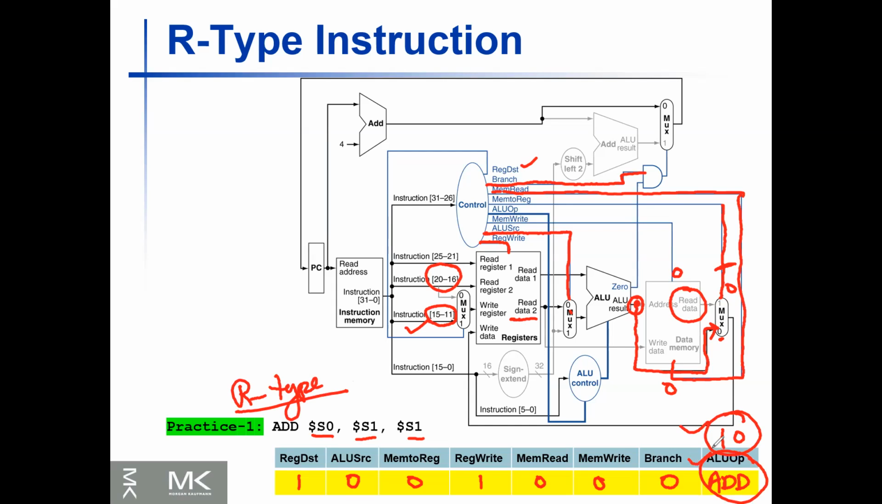But for example, if this instruction is sub, 1 0 is still exactly correct, no problem. But will the ALU perform addition? No. At that time, what will we write? Sub. But the code is the same, 1 0. Is this clear?